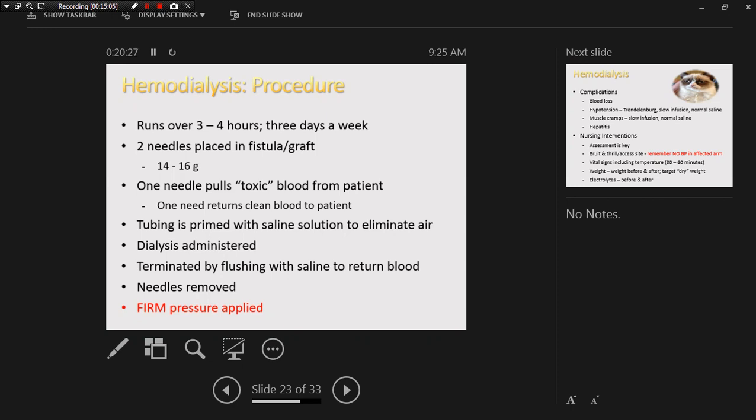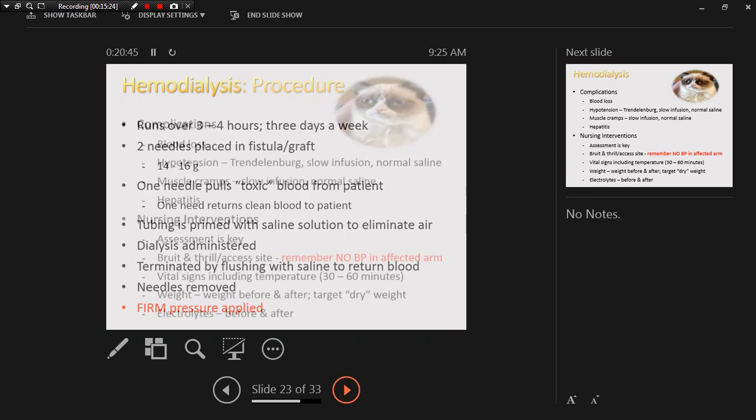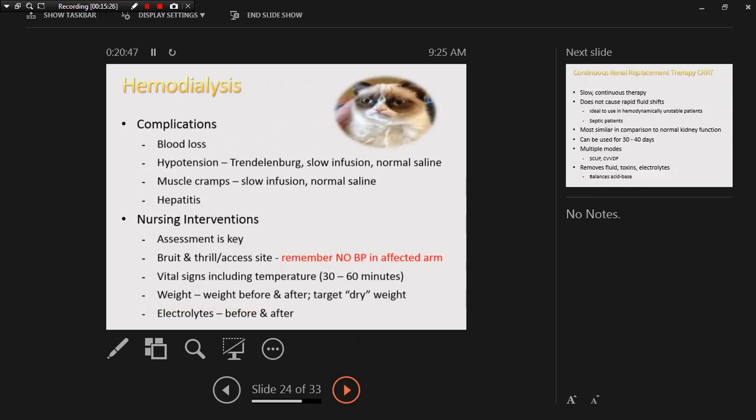After the needles are removed, whether it's a fistula or a graft, firm pressure needs to be applied for a while, right? We said even though in some cases we're not directly inserting this into an artery, they're still very big lumens. There's a lot of high pressure. So firm pressure needs to be applied. We worry about bleeding. So obviously, definitely an important slide.